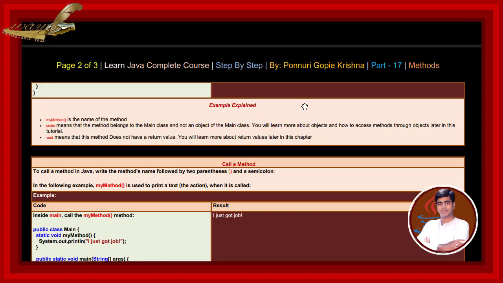Static means that the method belongs to the Main class and not to an object of the Main class. You will learn more about objects and how to access methods through objects later in this tutorial. Void means that this method does not have a return value. You will learn more about return values later in this chapter.